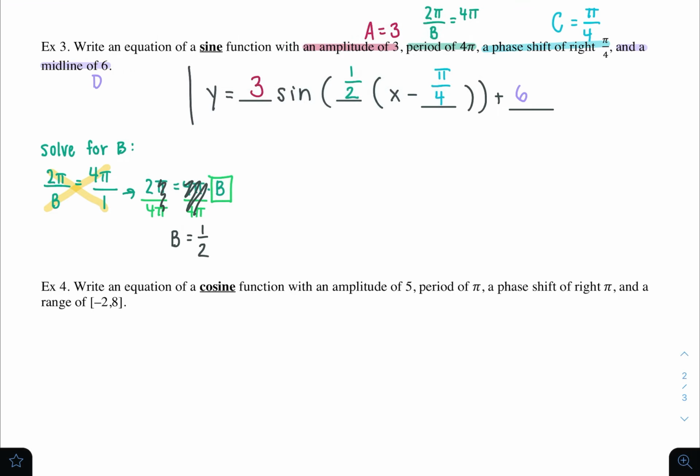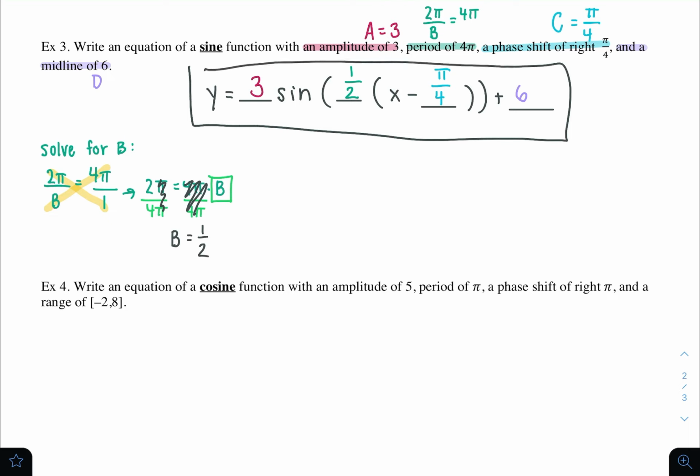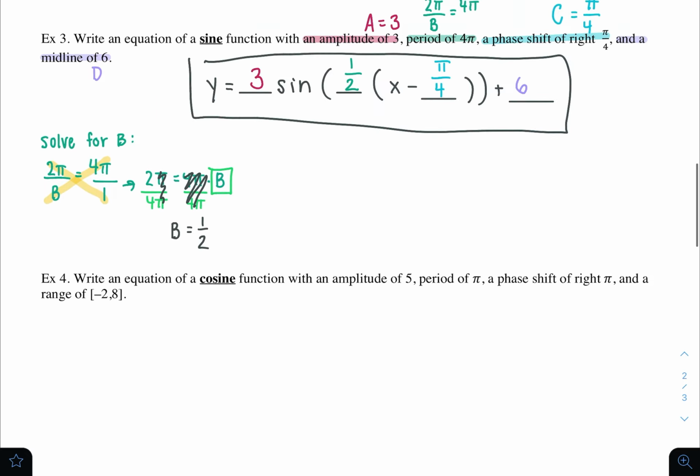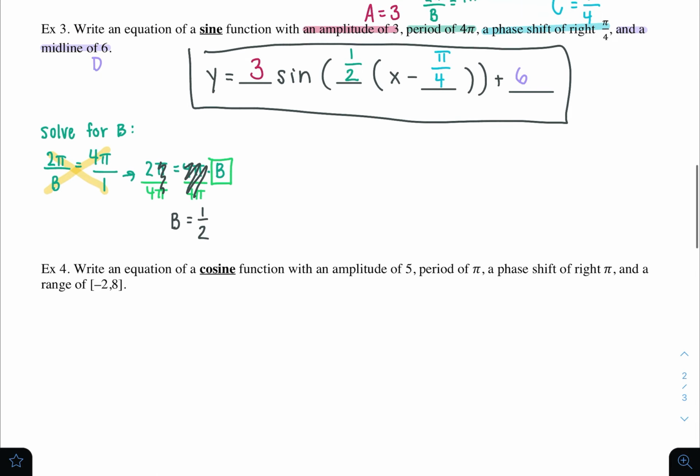And this right here is our equation. Go ahead and pause the video and try example number 4. But while I have you here, I'll go ahead and go through it.